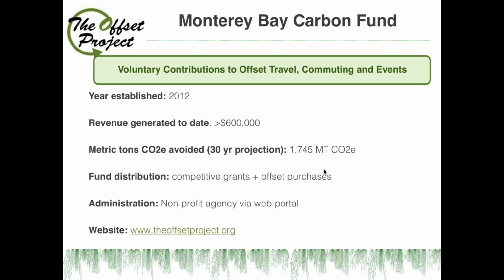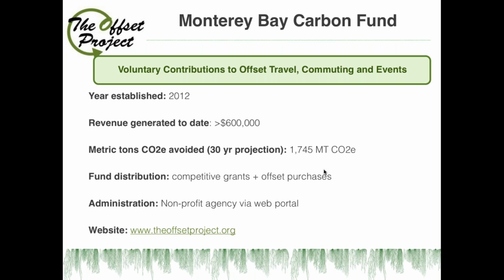And then we have the Monterey Bay Carbon Fund. That fund was established in 2012. To date, it's generated over $600,000 in revenue that has gone out to the local community. It funds competitive grants, but primarily it funds grants to schools for solar PV and energy efficiency, as well as community electric vehicle charging stations.